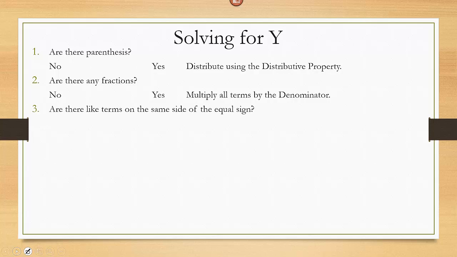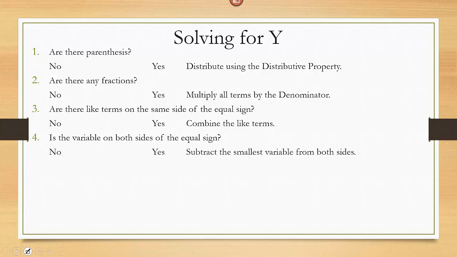Number 3, are there any like terms on the same side of the equal sign? If there are not, move on to number 4. If there are, combine these like terms. Number 4, is the variable on both sides of the equal sign? If there aren't, move on to 5. If there are, subtract the smallest variable from both sides so that you don't get a negative sign.